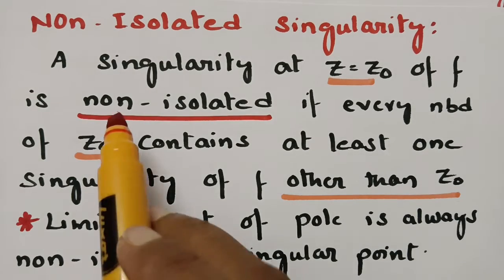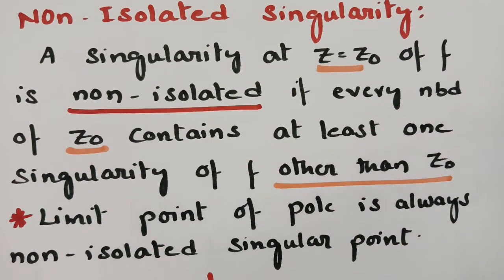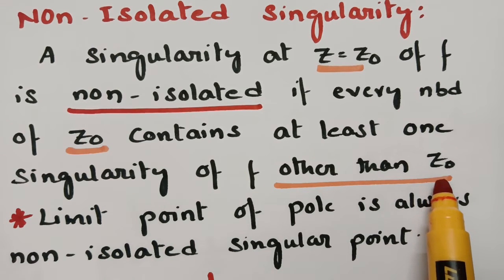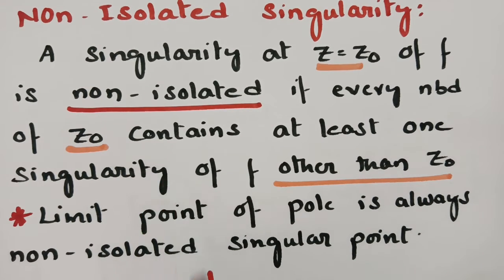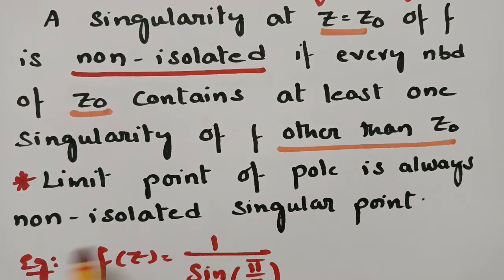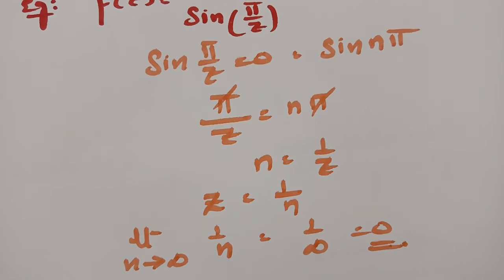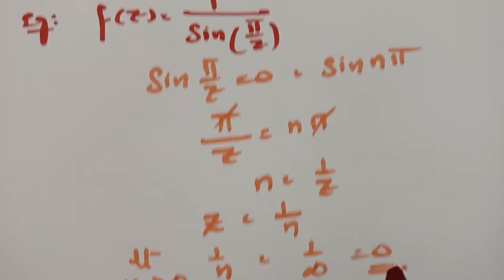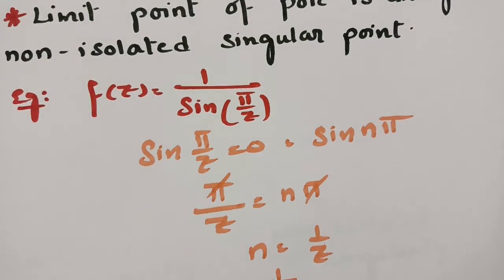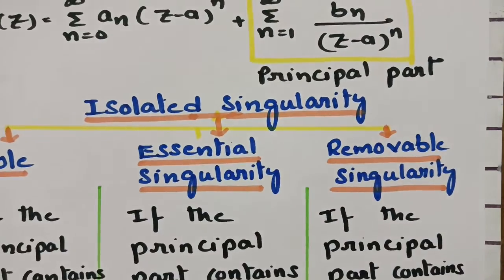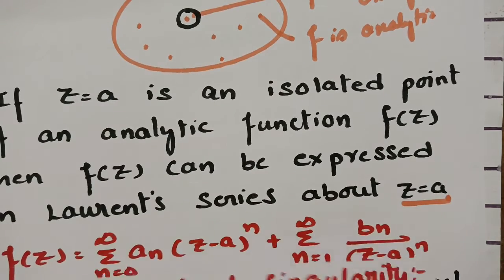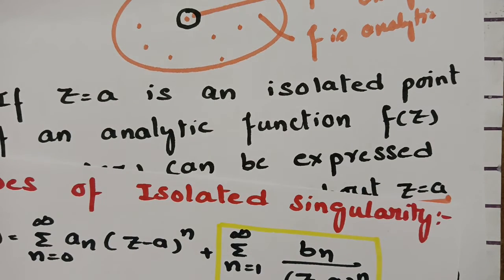So clear? After getting an idea, a singular point is never isolated if every neighborhood of z naught contains at least one singularity of f other than z naught. Except z naught, every neighborhood should contain at least one singularity, and the limit point of the pole is always found after finding the limit. So we have to find the limit for this one, and that limit point is called non-isolated. So here, I hope you all got an idea on singularity, types of singularity and types of non-singularity.